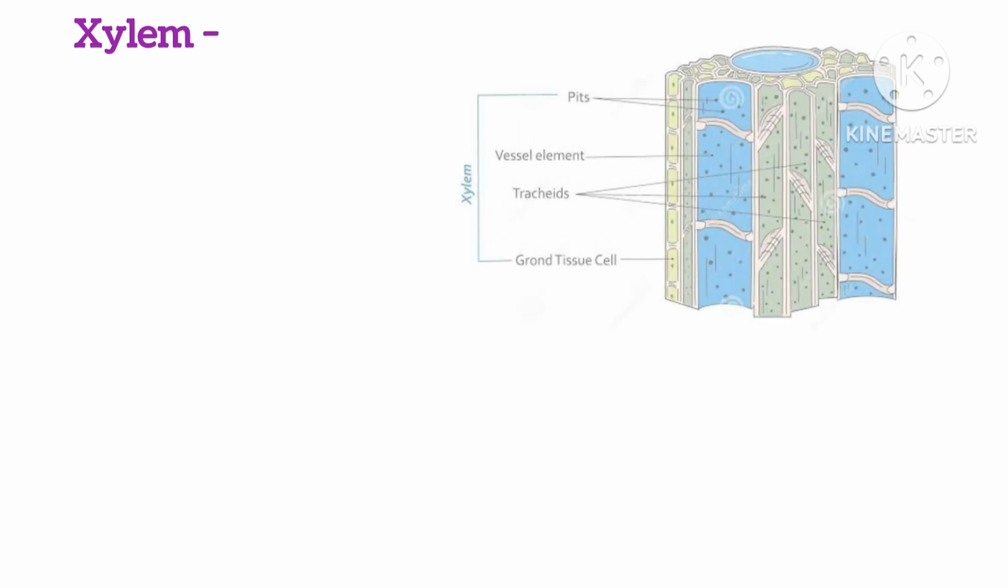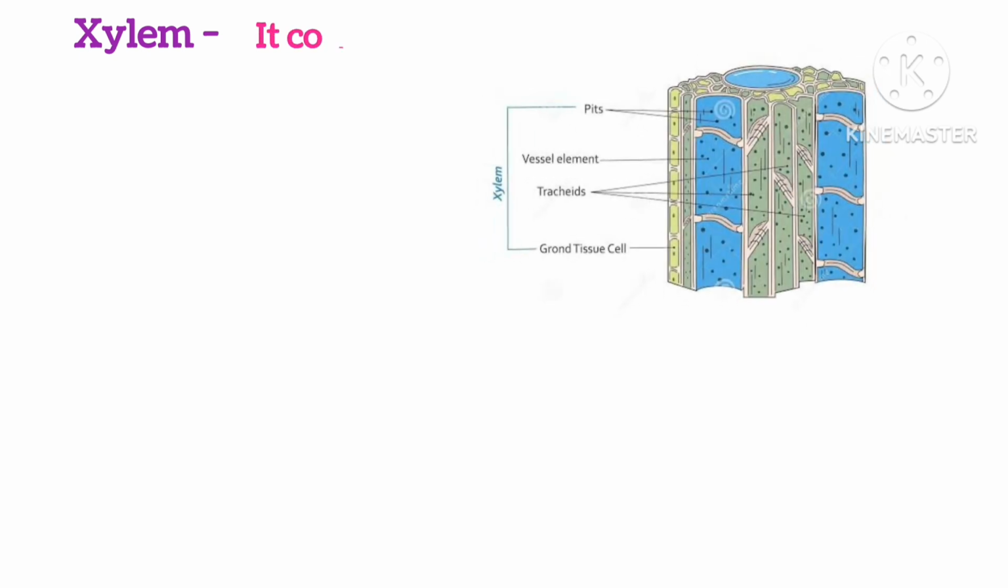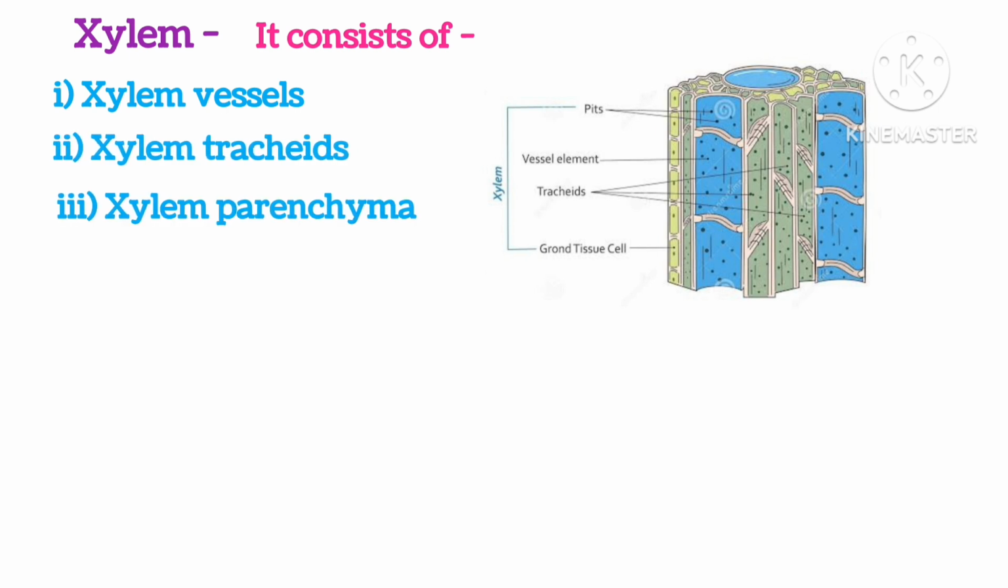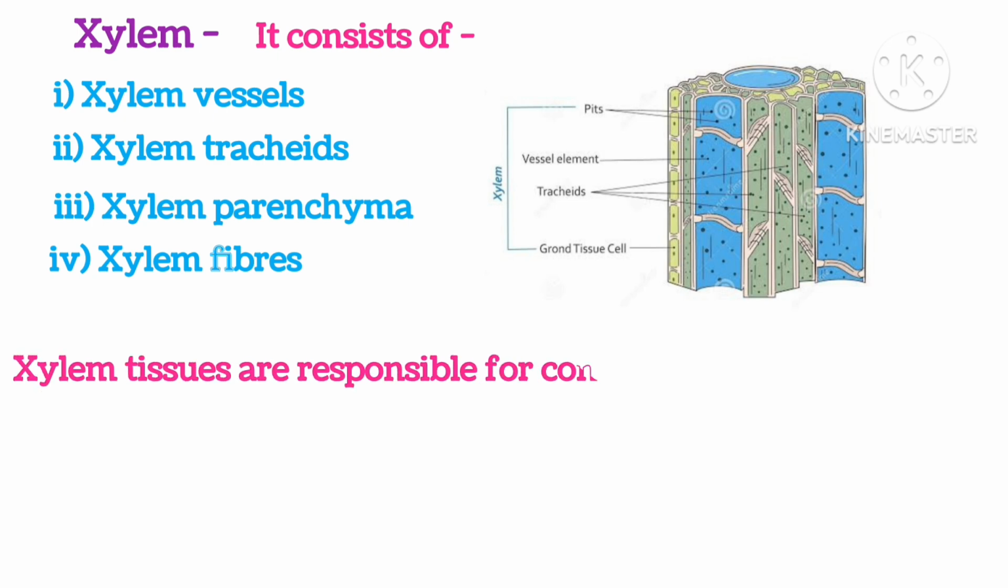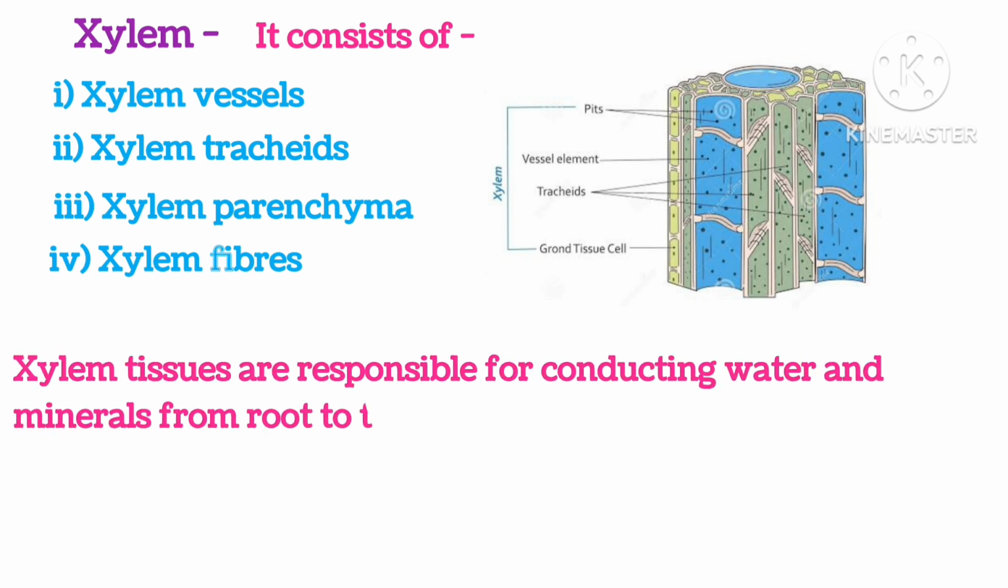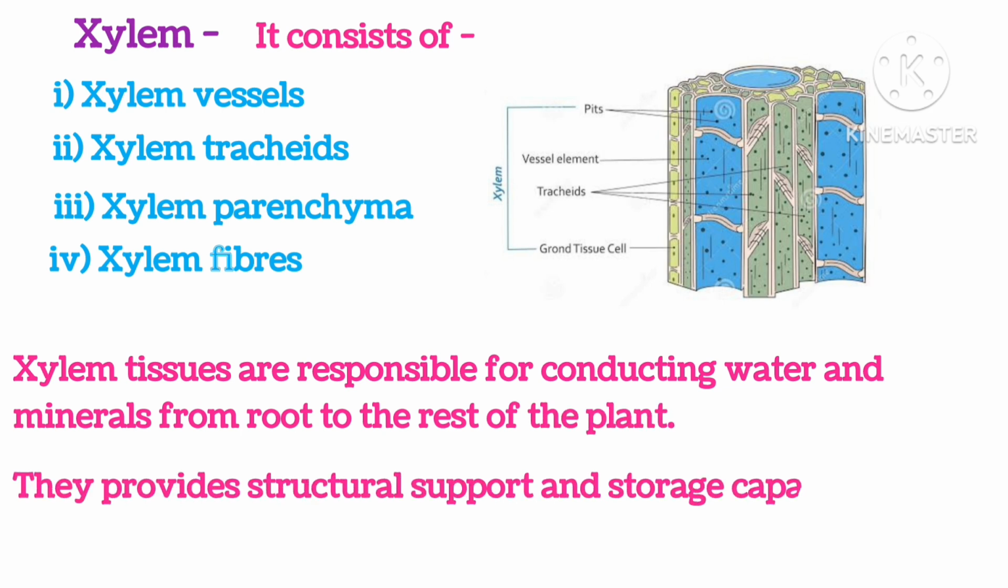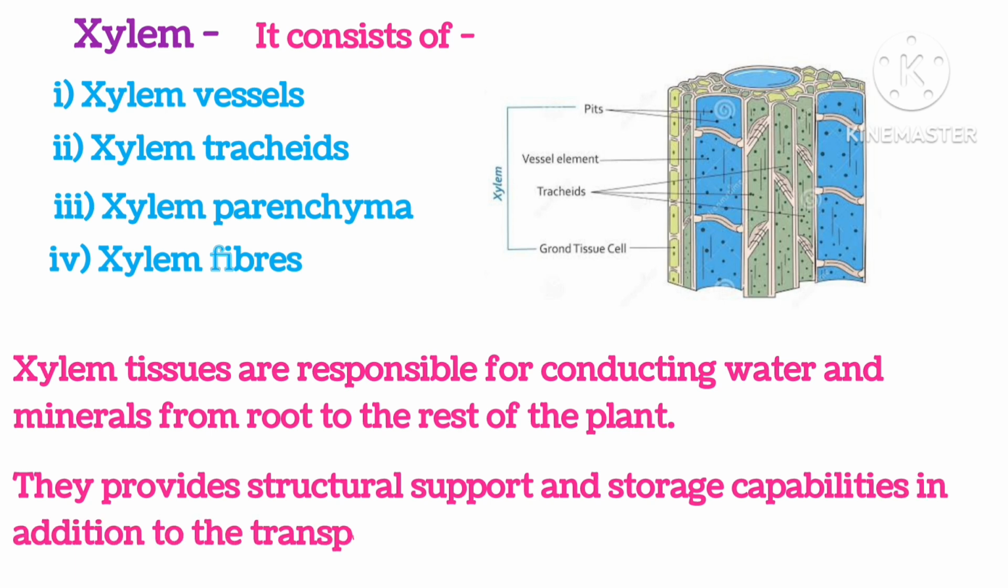Xylem. It consists of xylem vessels, xylem tracheids, xylem parenchyma and xylem fiber. Xylem tissues are responsible for conducting water and minerals from the root to the rest of the plant. They provide structural support and storage capabilities in addition to the transport functions.